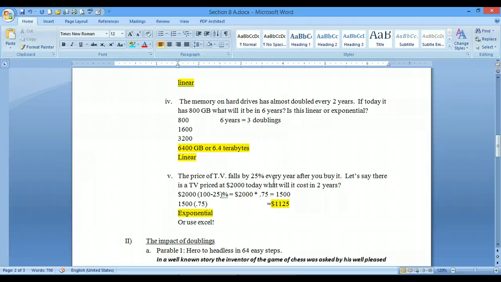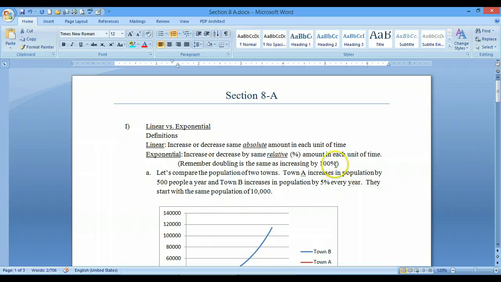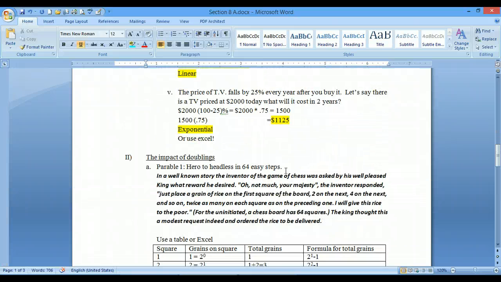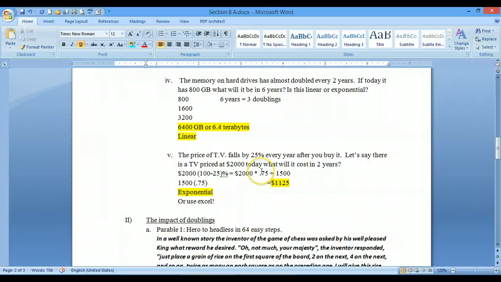The memory on hard drives has almost doubled every 2 years. If today it has 800 gigabytes, what will it be in 6 years? Is this linear or exponential? If it almost doubled, doubled means, go back just to our little reminder, increasing by 100%. So that means exponential. And if you were watching closely, you saw that this is wrong in my notes. So let's change it to exponential. And let's re-highlight it.